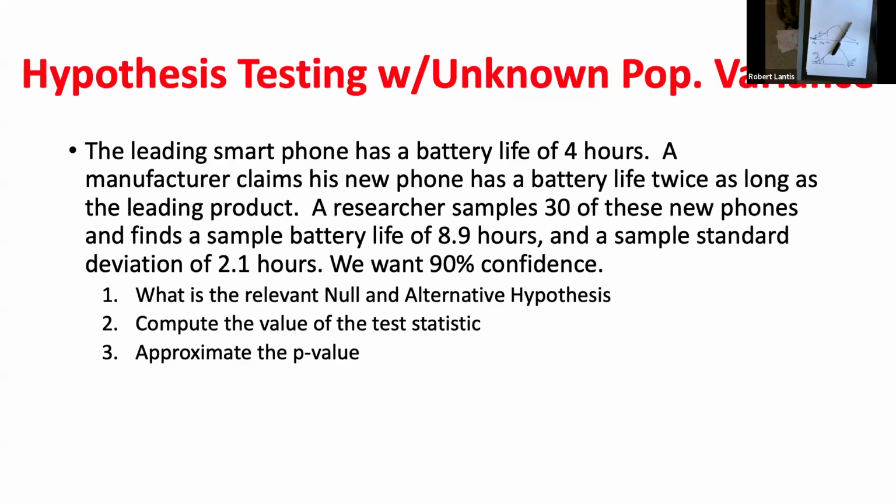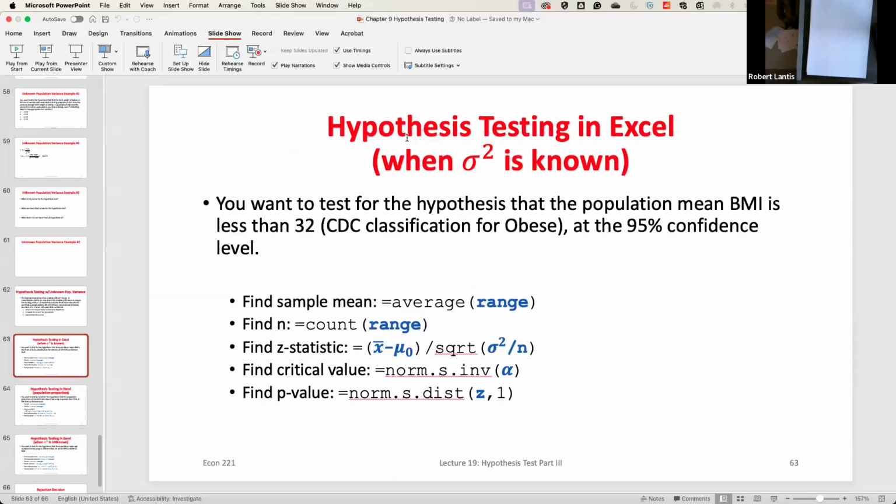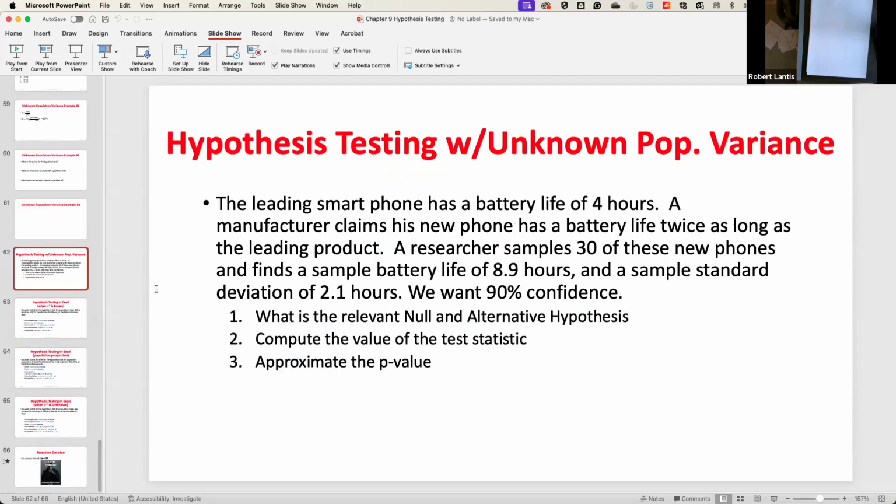We'll write this down in a second. I found sample evidence that is above that assumed true value of 8. 8.9 was my sample mean. All I have is a sample standard deviation, so we want to be careful here. And let's do our hypothesis test at the 90% confidence level. Okay. So this is for the Excel stuff we're going to do. So we'll finish this one out first. Okay.